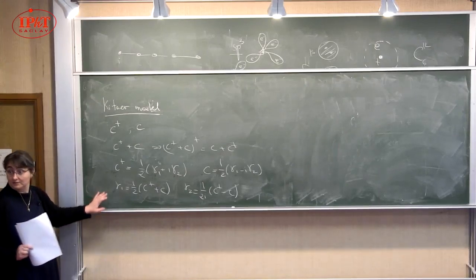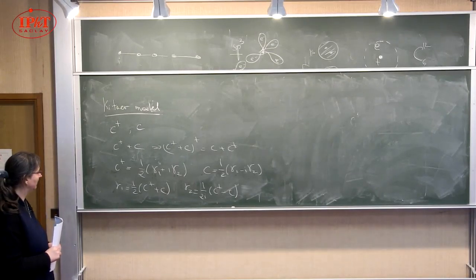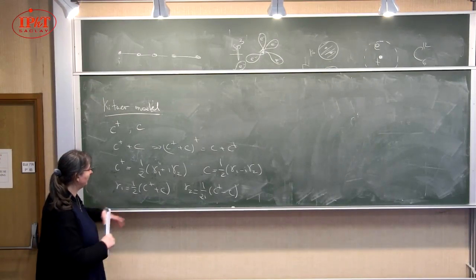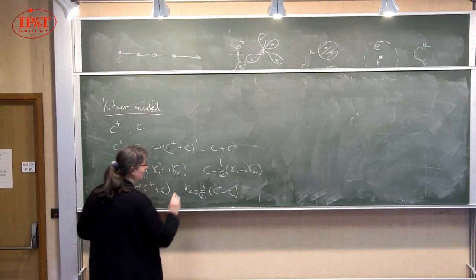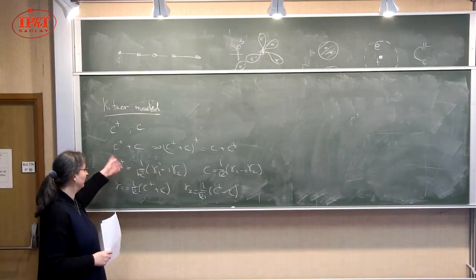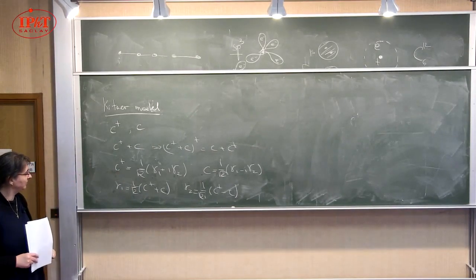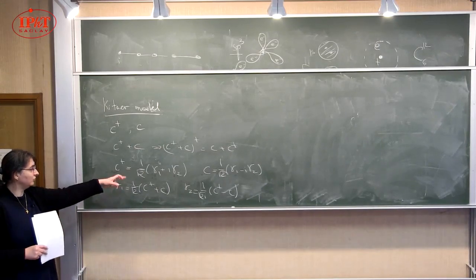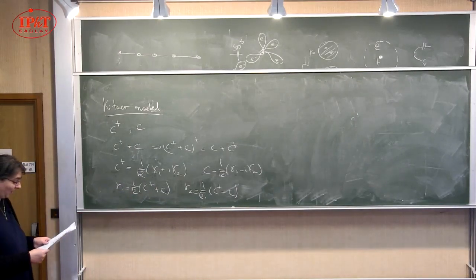Well, if I do this, I think it's okay. I think I have too many halves indeed. C dagger plus C: if I don't have the 2, if I leave a 2, then gamma 1 is just a sum without the 2.